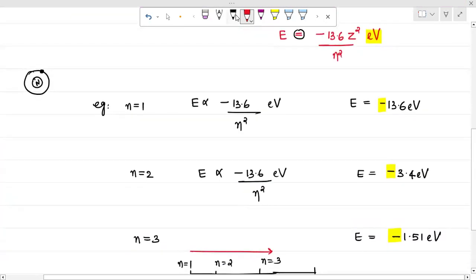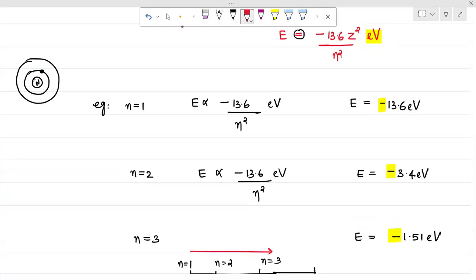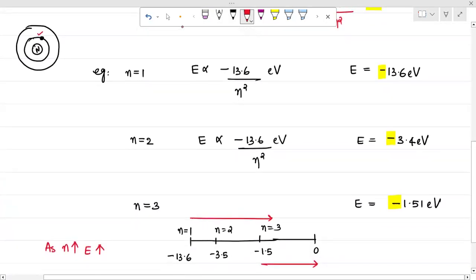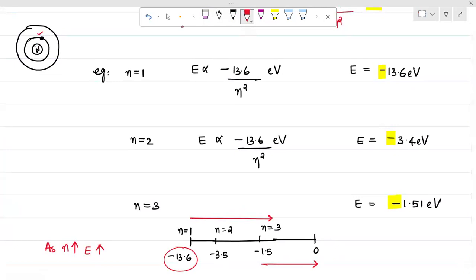And that is the reason why when you have so many shells, your electrons always tend to occupy the shell which is the closest to the nucleus. Why? Because at n is equal to 1, your energy is the smallest. And always the systems will try to occupy those states where the energy is minimum. I repeat, always the electrons will tend to occupy those states where your energy is minimum.